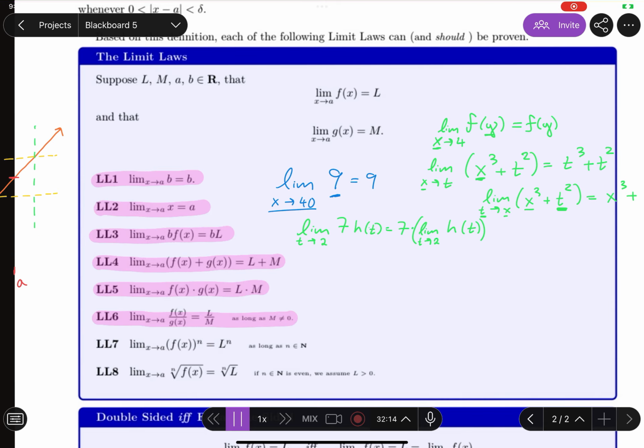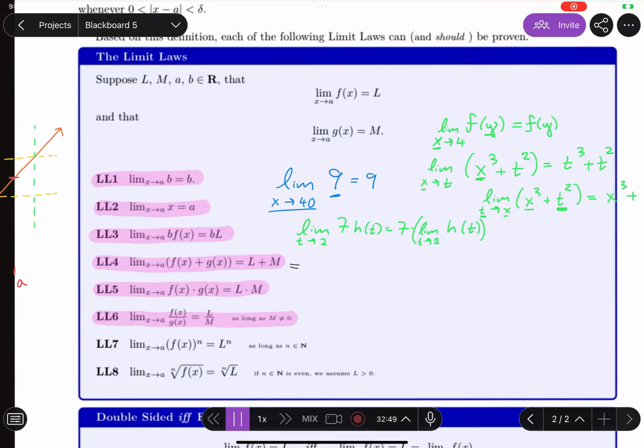It is true that if the limit as x approaches a of f of x is equal to L, and if the limit of g of x as x approaches a is m, then the limit as x approaches a of f of x plus g of x is equal to simply L plus m. I would read this limit law as, this is limit law 4, the limit of a sum is the sum of limits.